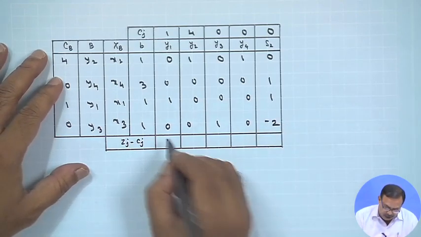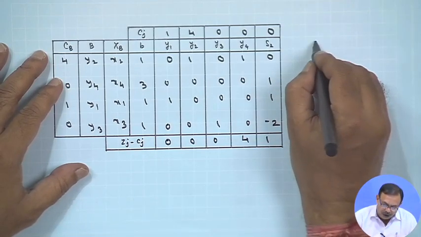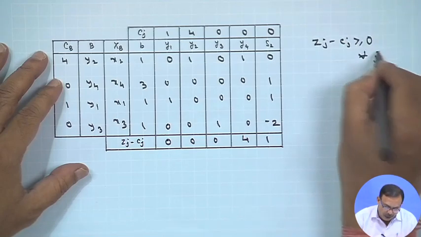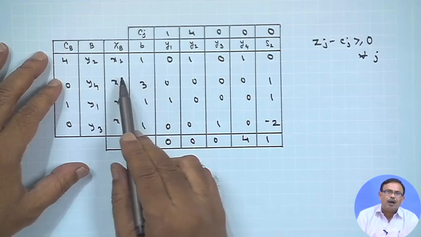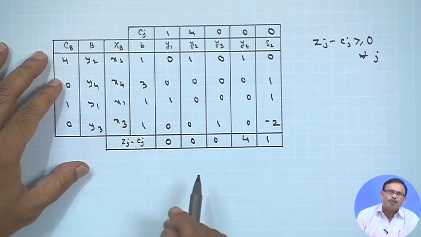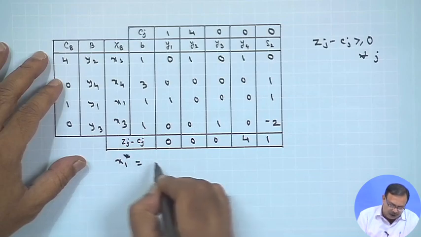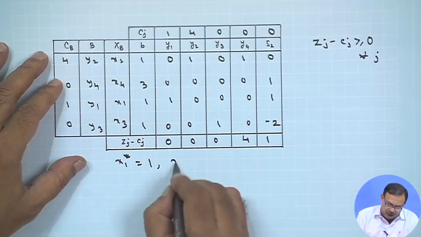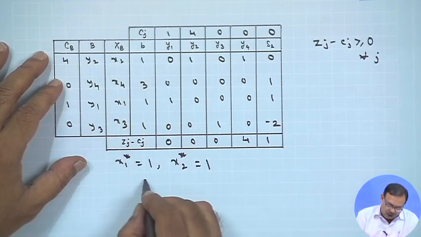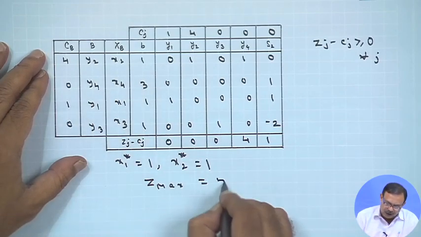Once you calculate Zj minus Cj, you will get this as 1. So your Zj minus Cj is greater than or equal to 0 for all j. And if you see, the values of the decision variables in the basis are integers. Therefore, you obtained the optimal integer solution. Your solution is x1 star equals 1, x2 star equals 1, so correspondingly z max will be equal to 4 plus 1, that is 5.